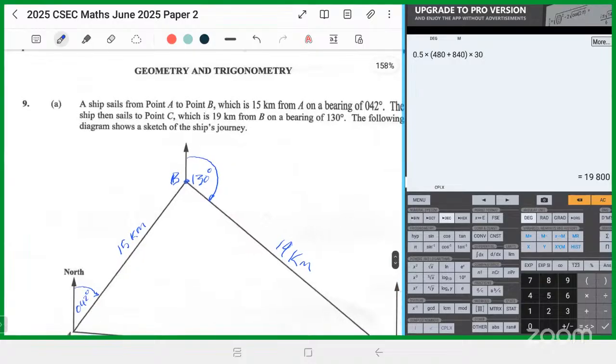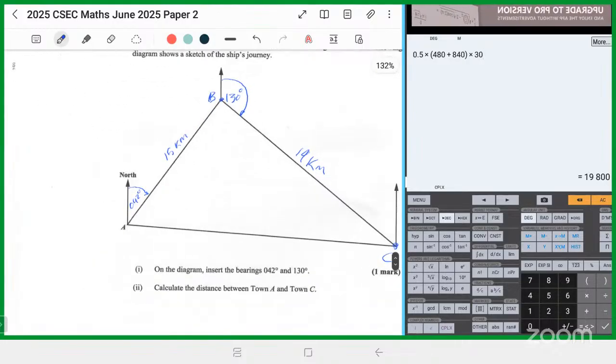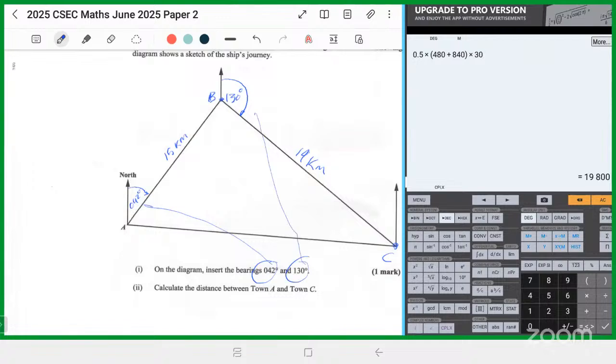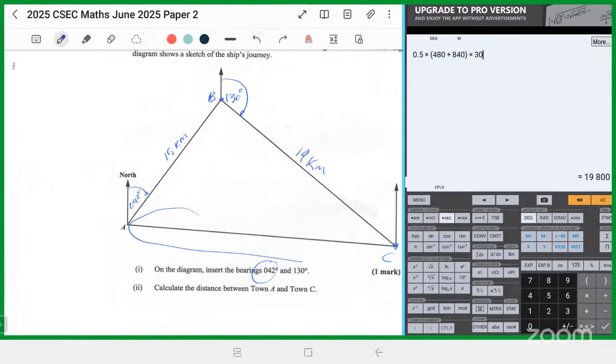All right. So the following diagram shows a sketch of the ship's journey. That is it. It says on the diagram, insert the bearing of 042 right here and 130 right there. So I've done that. I've also added those distances. We don't have an angle inside the triangle yet. And this angle inside there will be very helpful in finding this side, because then we could use two sides and the angle between, cosine rule, to find this side. So I'm sure we're going to need an angle there. Okay, I'll find an angle.